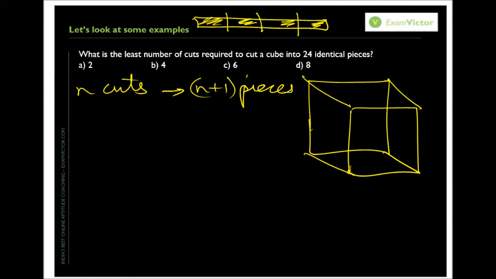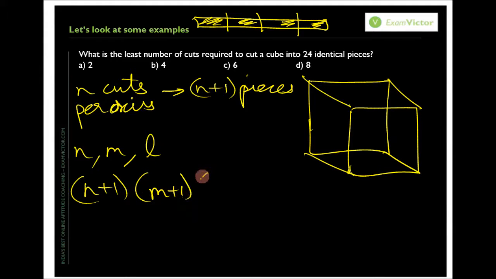And the thing is that this is n cuts per axis, right? So let's say I make n cuts in one axis and I make m cuts in the second axis, and let's say I make l cuts in the third axis, then the number of pieces that I get are n plus 1 into m plus 1 into l plus 1. This is the total number of pieces I get by making those number of cuts. Now, the question is asking what is the least number of cuts required to cut a cube into 24 identical pieces. So, let's say the number of cuts that I made are n, m and l. Then this into this into this should be equal to 24.